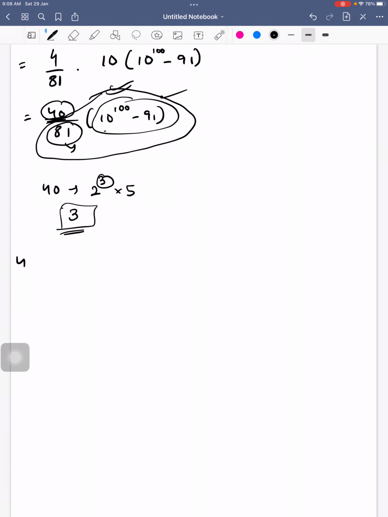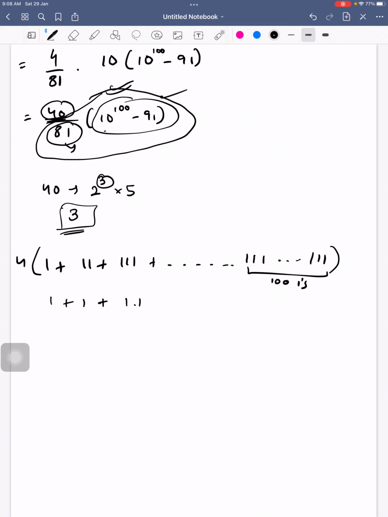Right? Okay, now we can take 4 common as we did before. 100 ones, right? Now let's add up all the units place. There will be 100 ones till here, so there are 100 terms in this expression, right? So when we add up the units place, we will get 1 plus 1 plus 1 plus so on until 1. This will be 100, right? So the units place will contain 0, and this 10 will be carried over.